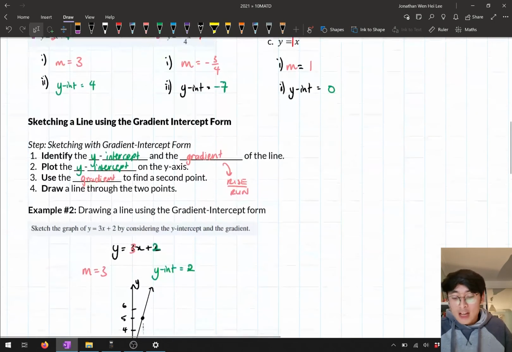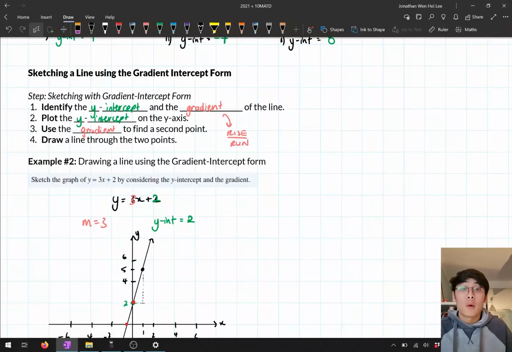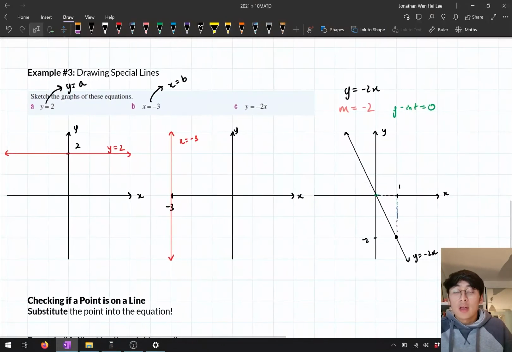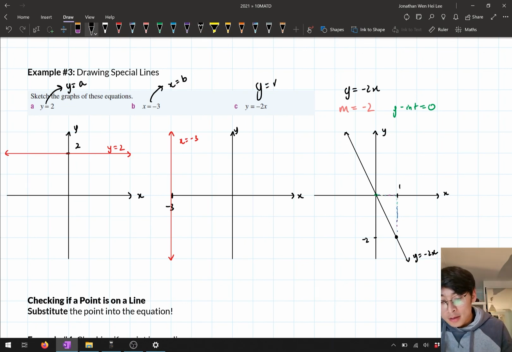Then we also talked about sketching a line using gradient-intercept form. What we did was identify what the gradient and the y-intercept were, plot the y-intercept on our y-axis, find a second point using our gradient, and then draw a line through those 2 points. Then we also drew a few special lines. If you ever see the line y is equal to a number, it's a horizontal line. If you see x is equal to a number, it's a vertical line. And if you have y is equal to a number times x, it gave you a diagonal line that went through the origin. The way that we found the second point was we used our gradient.